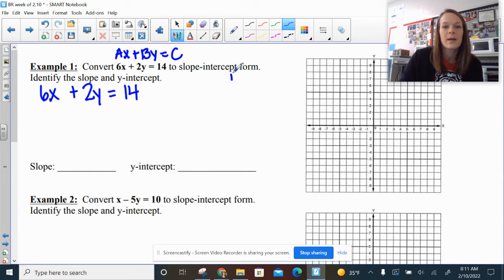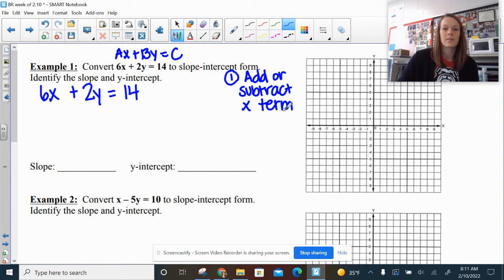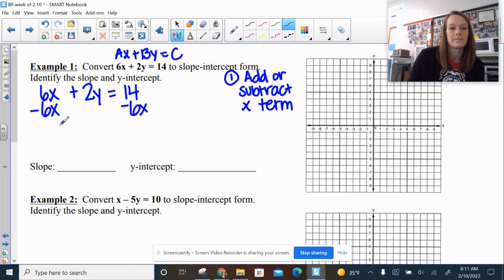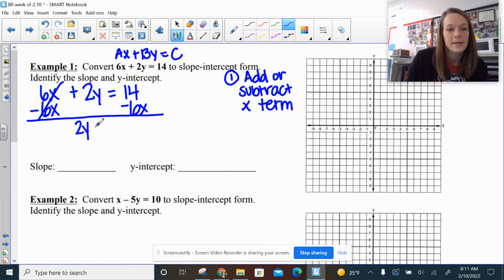Okay, so I'm just going to make some notes here. First, either add or subtract the x term. What I mean by that: here I have a 6x. To make it cancel, I need to subtract 6x. So I'm going to move that over here. These will cancel, and that'll leave me with 2y equals.